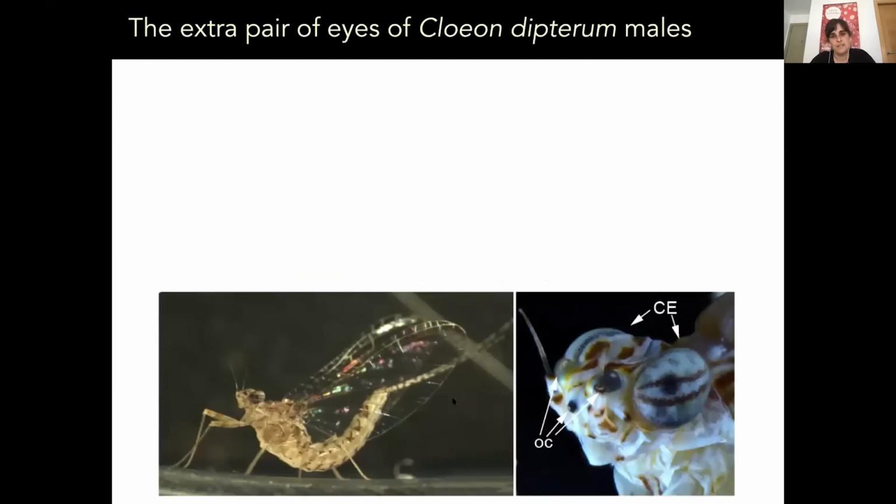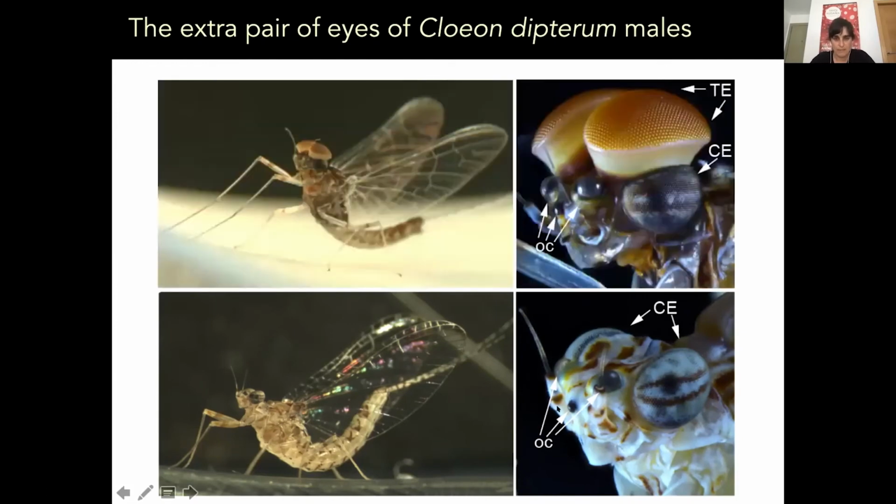Also, some species of mayflies have a striking sexual dimorphism. This is the female, as you saw in the previous slide, and here is a higher magnification of the head, where you see the 2 compound eyes and the 3 ocelli. But when we look at the male, besides the compound eyes and the ocelli, there is an extra set of eyes which are called the turbanate eyes due to this turban shape.